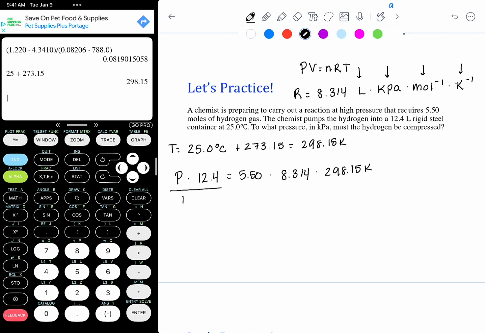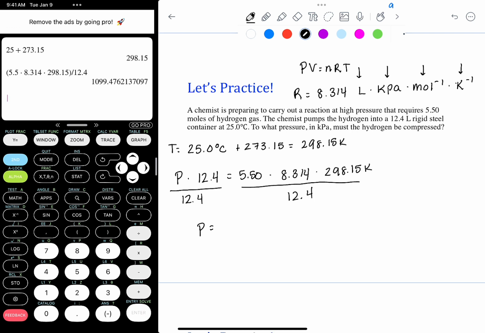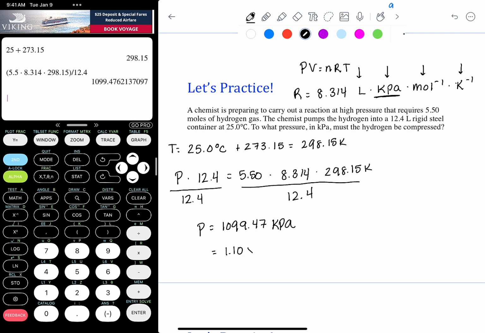So I'm going to divide both sides by 12.4 in order to isolate pressure. So we get pressure is equal to 5.5 times 8.314 times 298.15, all divided by 12.4. So we get a pressure of 1099.47, and this is going to be in pressure units of kPa. Now for this problem, we should have three significant figures, so this would simplify to 1.10 times 10 to the 3 kPa.